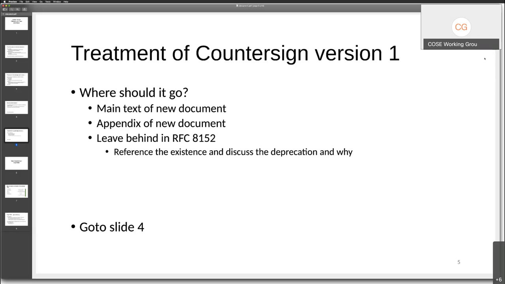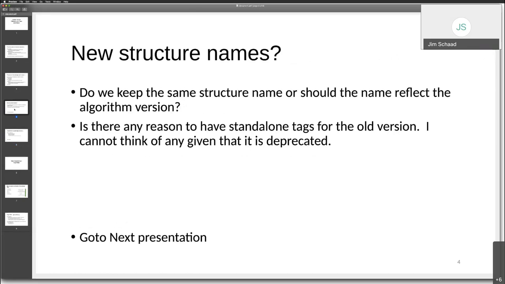Right. Okay. Slide four. What was slide four? There we go. Never mind, I think it's in the slide. Go ahead, Jim. So the next question is, we've defined structure names, and the structure of a counter signature in terms of what the CDDL looks like does not change whether it's a V1 or a V2 counter signature. But do we want to produce a new name so that people who refer to the CDDL, it's obvious which one they want to pick up? I would say yes, new name.